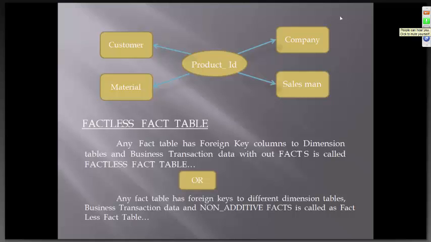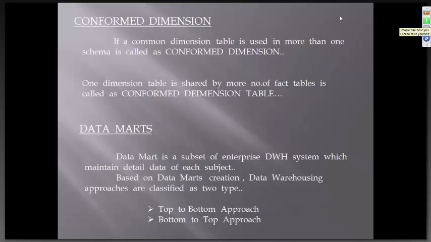Next, conformal dimension. Of course, the dimension tables also we have to classify into normal dimension and conformal dimension. We already discussed the normal dimension table in every schema. The conformal dimension means the particular dimension table is used in more than one schema, or shared with more than one fact table. That is the conformal dimension table. Understand? If one dimension table is used in more than one schema, or it's shared with more than one fact table, that is the conformal dimension.